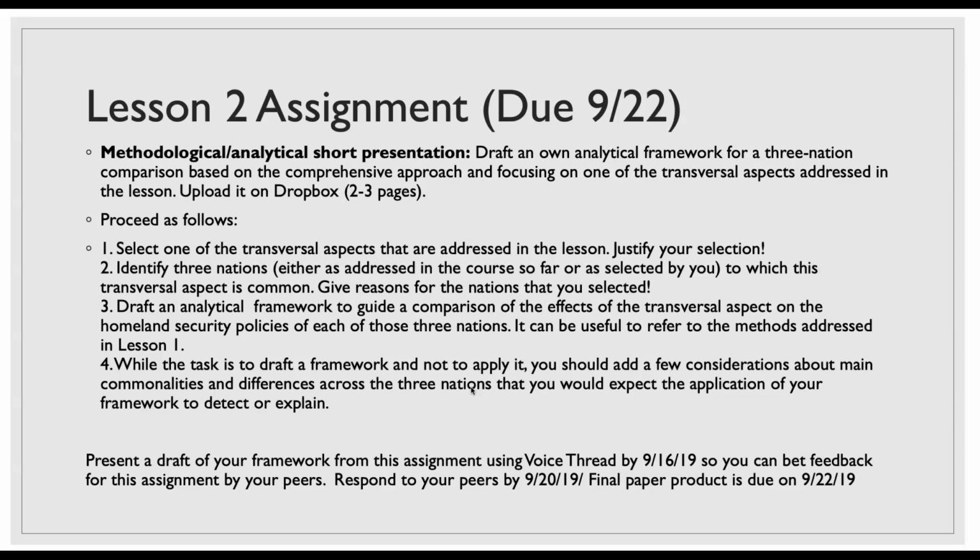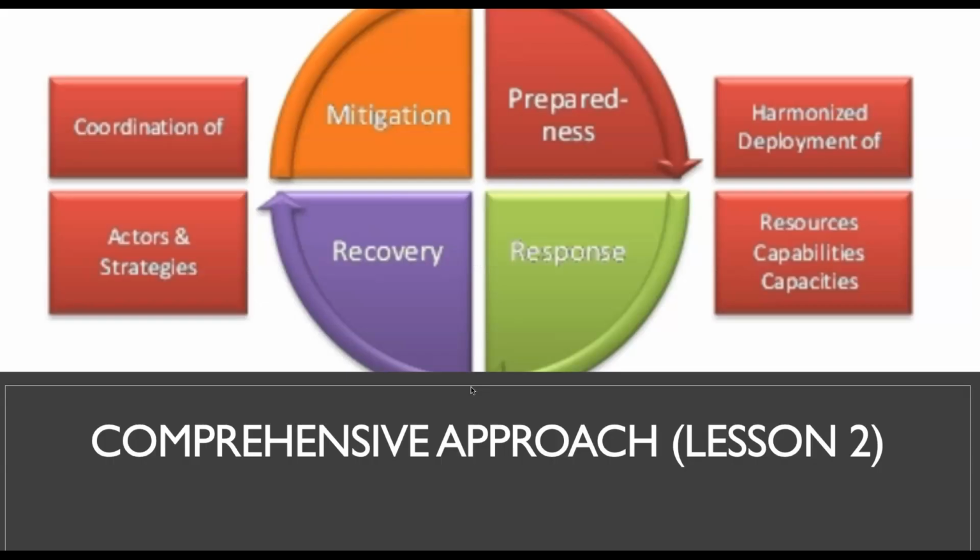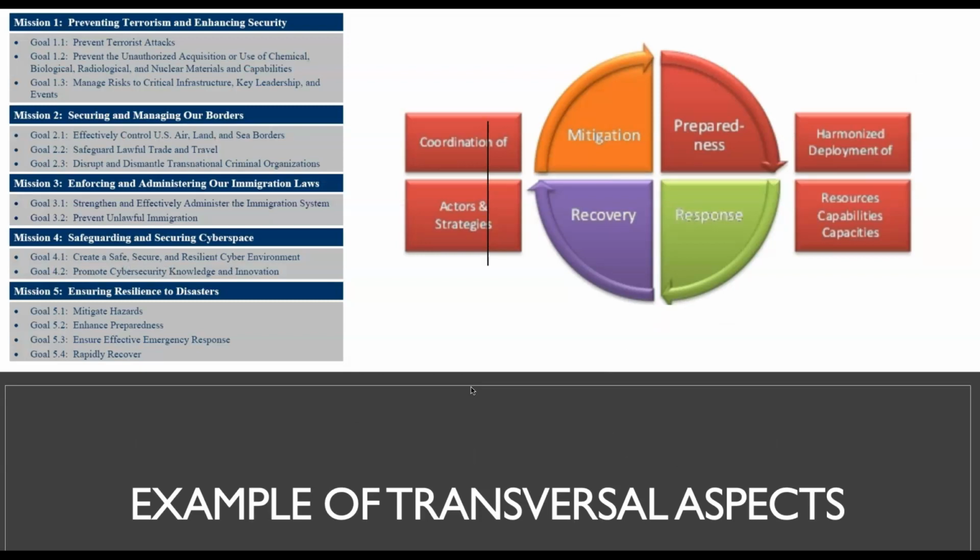I would highly recommend that if you're doing a three-nation comparison, you always include the United States and also two nations that you would find in the Morag textbook, because that way you have countries that have great information about some of these aspects already available in your textbook. And so I'm going to use the comprehensive approach and focus on one of the transversal aspects we covered in the lesson. So in my case, let's go back to our comprehensive approach and our transversal aspects.